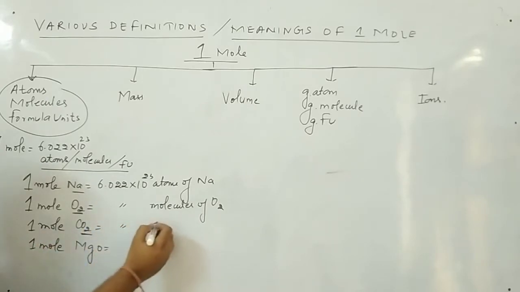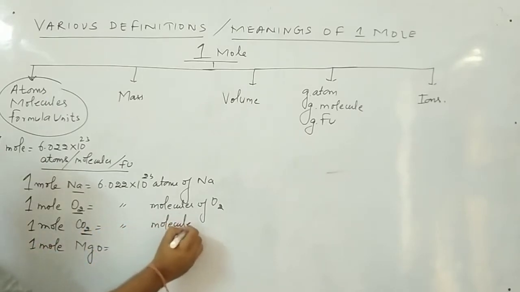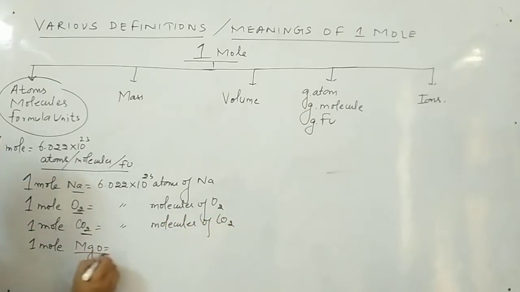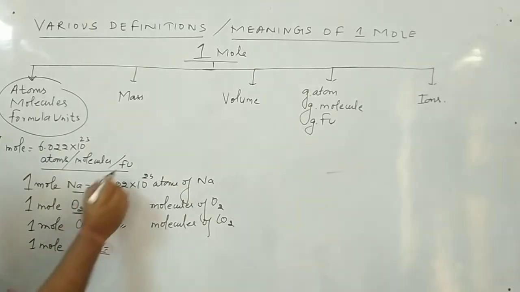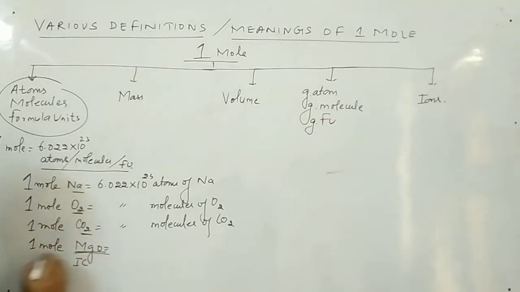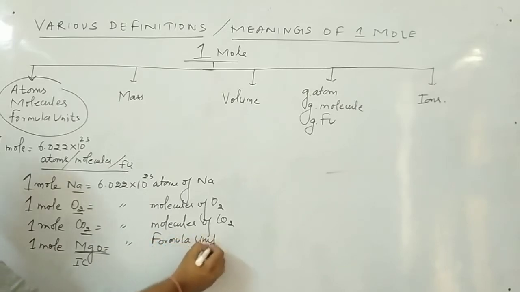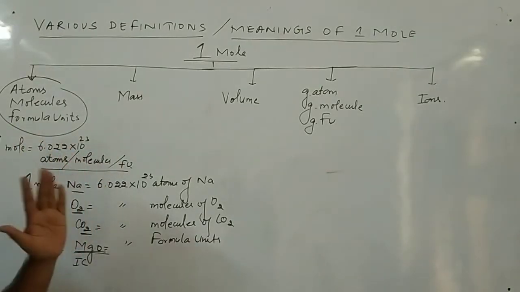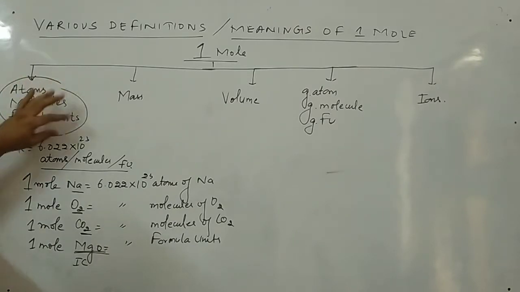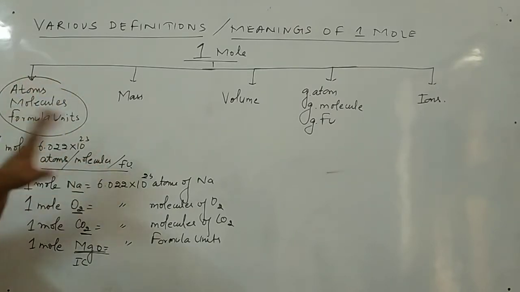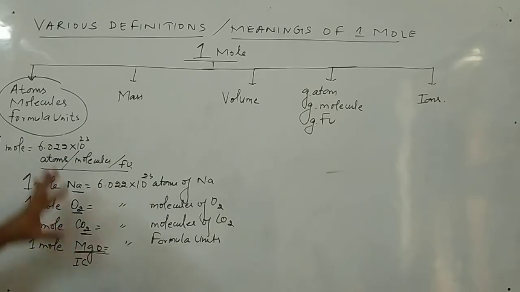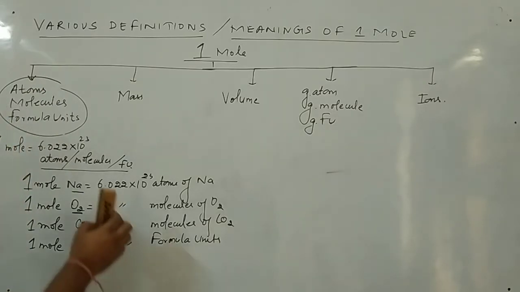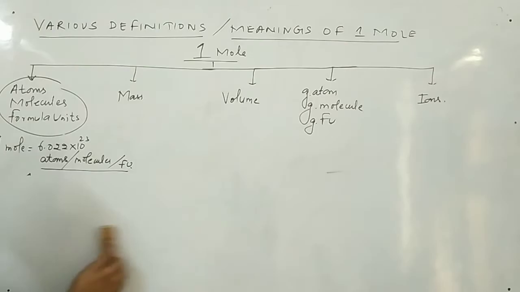So 1 mole CO2 contains Avogadro number of molecules of CO2. And remember, MgO is an ionic compound, and an ionic compound is made up of formula units. So 1 mole MgO contains Avogadro number of formula units. So the thing is clear to all of you. How will you define 1 mole in terms of atom, molecule, and formula unit? 1 mole contains Avogadro number of atoms or molecules or formula units. This is the first definition of mole, which we have done.